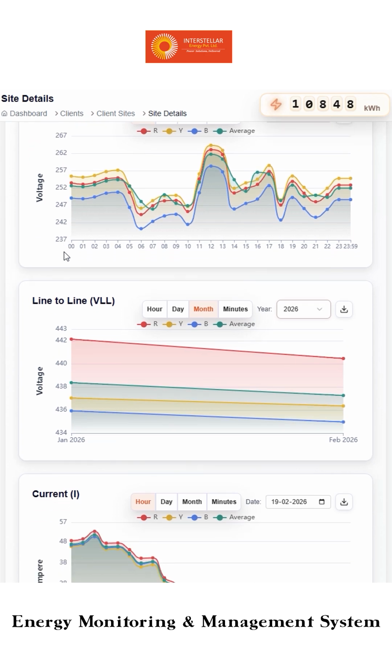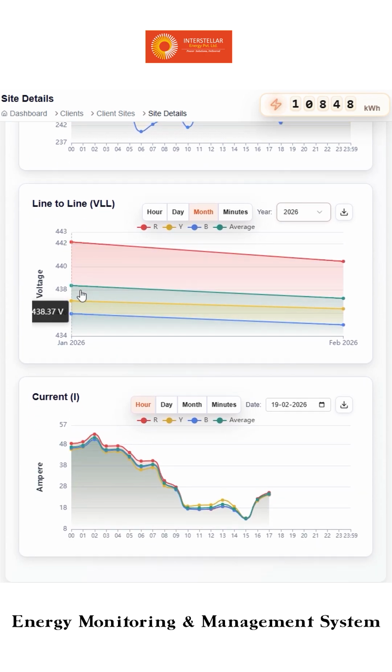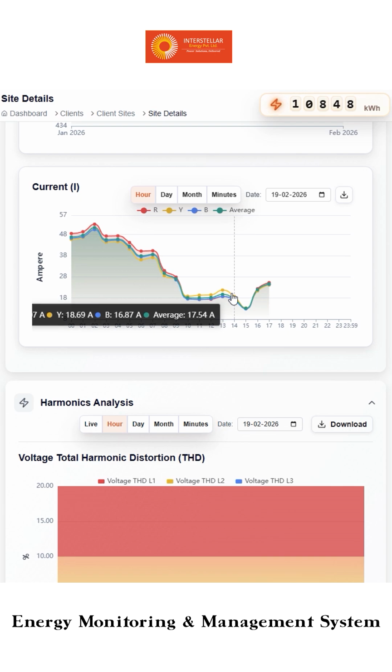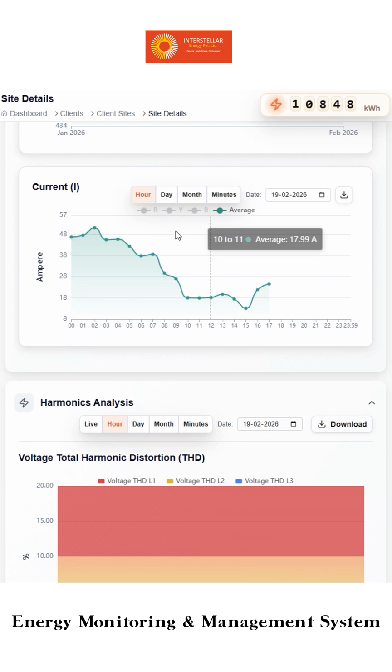The third parameter is current. Based on the current load, we can see how much current is being drawn from the system. We can also check whether there is any phase imbalance or single phasing in the system. The current data is also available in monthly, daily, hourly, and backdated records.